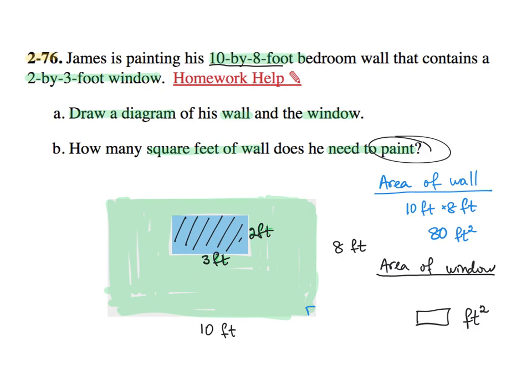I'm going to have you finish that on your own, but the idea is area of the whole wall minus area of the window will give you the area of where you need to paint. So go ahead and finish that on your own.